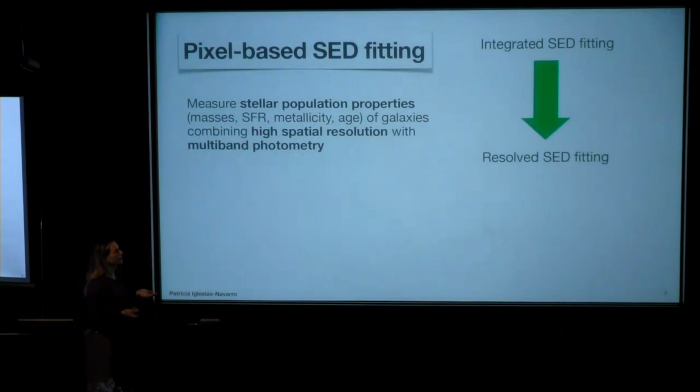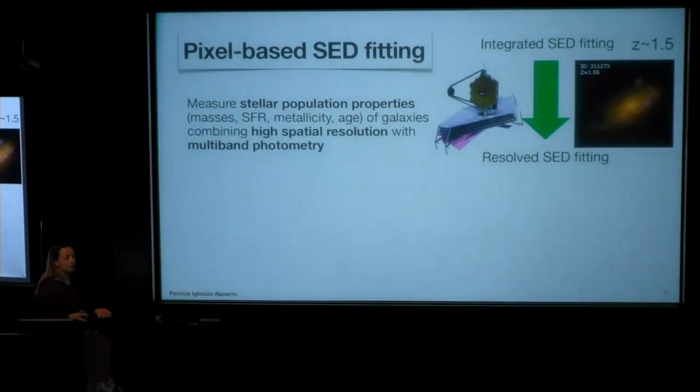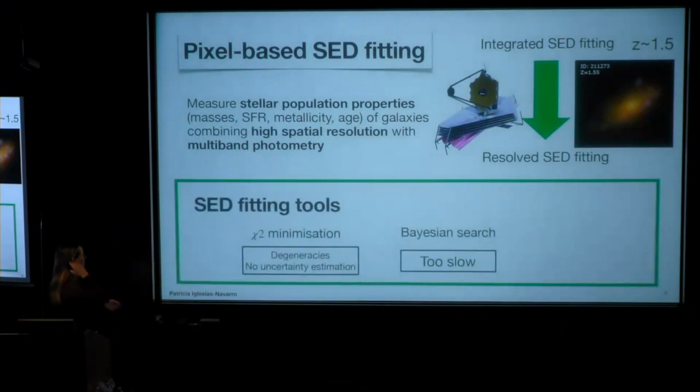If we have good enough data, we can move from integrated density fitting to resolved density fitting. And thanks to the capabilities of great telescopes such as the James Webb Space Telescope, we can get very high resolution images of galaxies, even galaxies at redshift around the cosmic dawn, such as this. However, even when we have good data, density fitting tools haven't really improved so much. Either they are based on chi-square minimization, and they don't really help us with degeneracies because they don't provide uncertainties, or they are based on Bayesian inference, but they are just too slow.